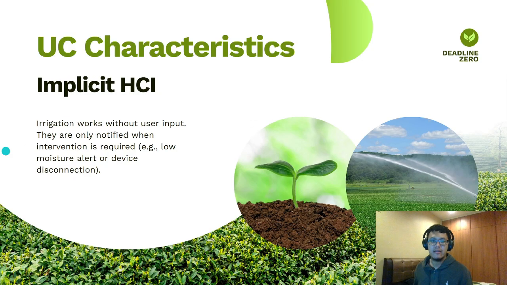The third UC characteristic is implicit HCI. So the core irrigation logic of the system works without requiring any kind of user input. So the system is able to autonomously decide when it wants to activate or deactivate the water pump based on sensor readings and weather data. In this case, the users are only notified when their intervention is required. For example, when the moisture is too low or a device disconnects, and this minimizes unnecessary interactions.